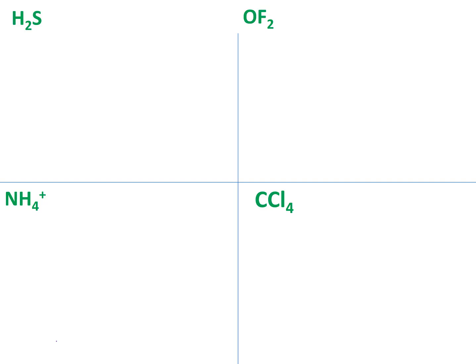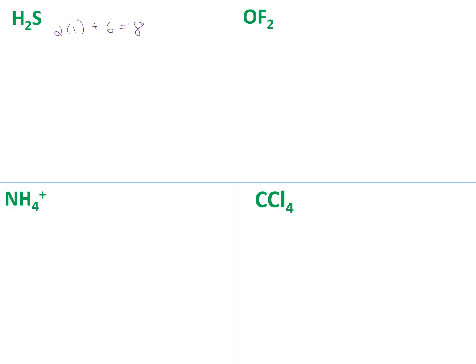For example, in H2S, each hydrogen contributes 1, so we have 2 times 1. And then the sulfur contributes 6, so plus 6. So that would be a total of 8 valence electrons in H2S.